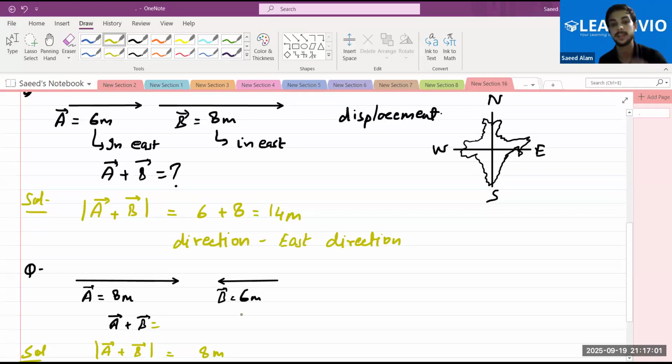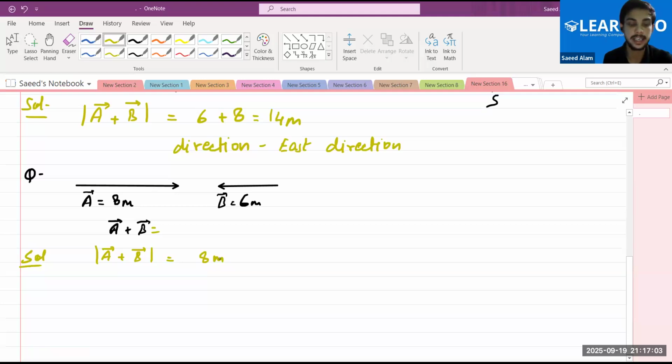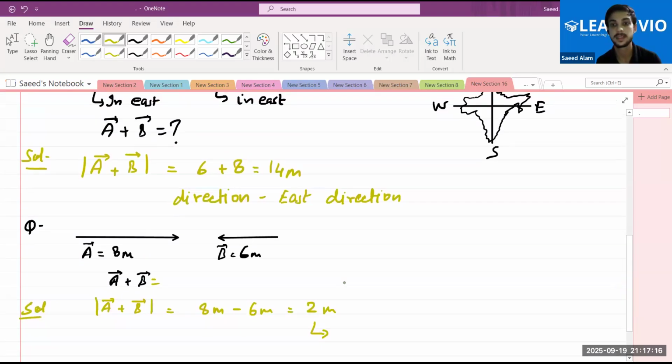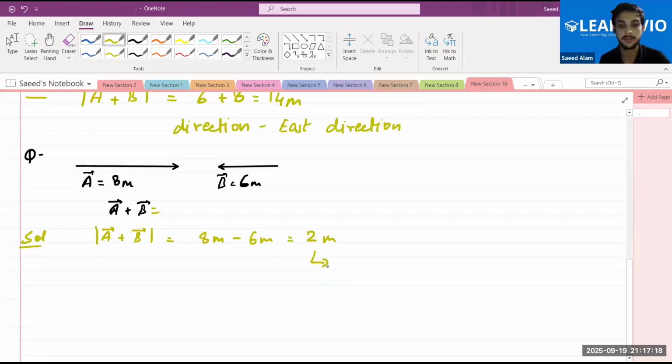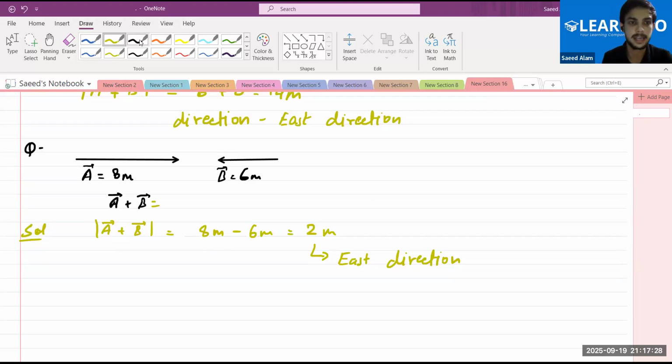And what is the direction of this 6? West. Towards west. Exactly. So to find out the magnitude, I'll subtract 6 from 8 meter. I'll get the answer to be 2 meter. And what will be the final direction of this 2 meter? East. Towards east, exactly. You are going very right. So 2 meter will be in east direction.